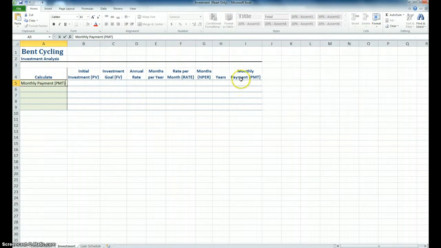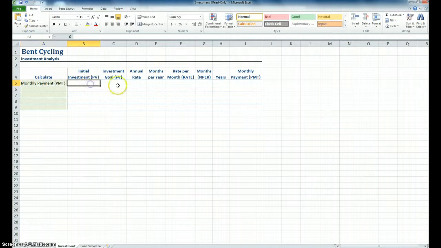If you look over here, here's PMT. That's where our answer to this particular equation is going to be. We're going to add in some variables here, and then we're going to tell Excel, in this spot right here, I want you to tell me how much money I have to put into a fund, into this initial investment, to get to my goal. Okay, my investment goal. So I've typed that in A5. And it wants me to go to B5, and my initial investment is going to be a negative $100,000 because she has $100,000 right now.